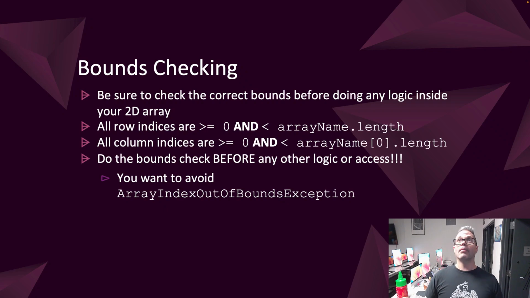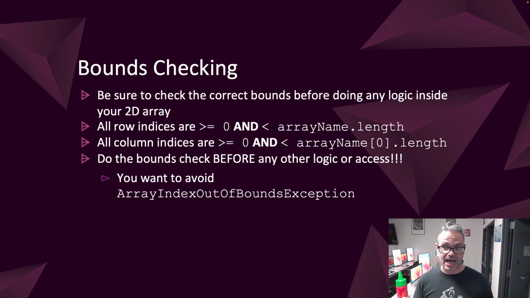Bounds checking. Oh my gosh, this is huge. You have to do bounds checking when you're talking about a 2D array. I recommend you always do your bounds checking before you do any logic or modification in that 2D array. You want to make sure you get those bounds checking done before you do anything else. So when you're taking a look at this, remember all row indices have to be greater than or equal to 0 and all array indices have to be less than array name.length. So you always have to check to make sure that the bounds are within that realm as well for the row. Column indices are also greater than or equal to 0 and array name sub 0.length.